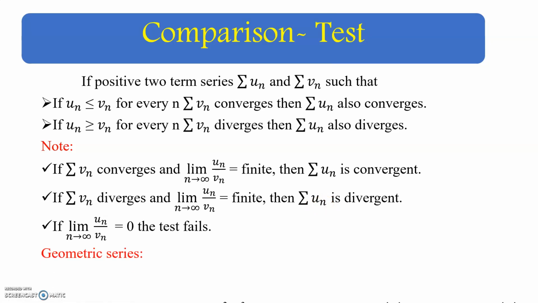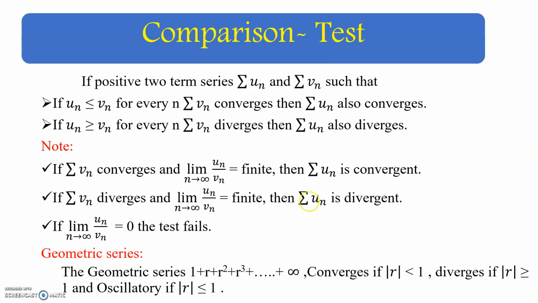Next, geometric series. The geometric series 1 plus r plus r square plus r cube plus etc. up to infinity converges if modulus r is less than 1, diverges if modulus r is greater than or equal to 1, and oscillatory if modulus r is less than or equal to 1.